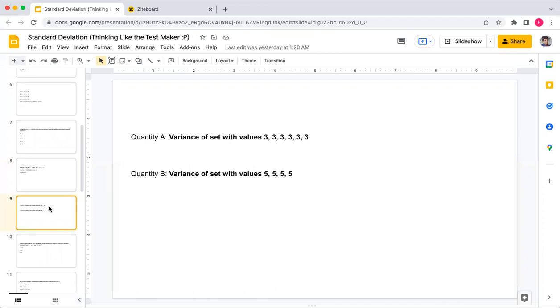Okay, just tell me what is the answer to this question. Just by saying, you don't need to solve this. The variance of a set with values 3, 3, 3, and variance of a set with values 6 times 3, and 4 times 5. What is the answer? C. D. C.